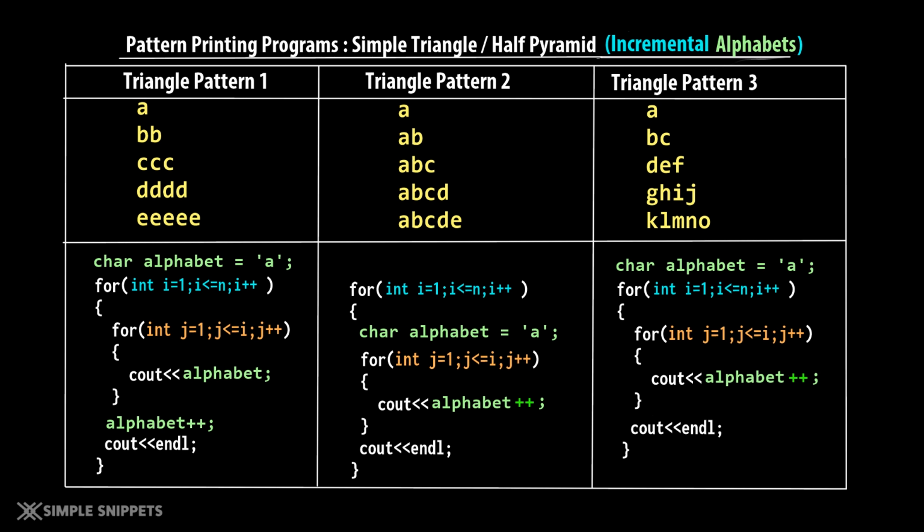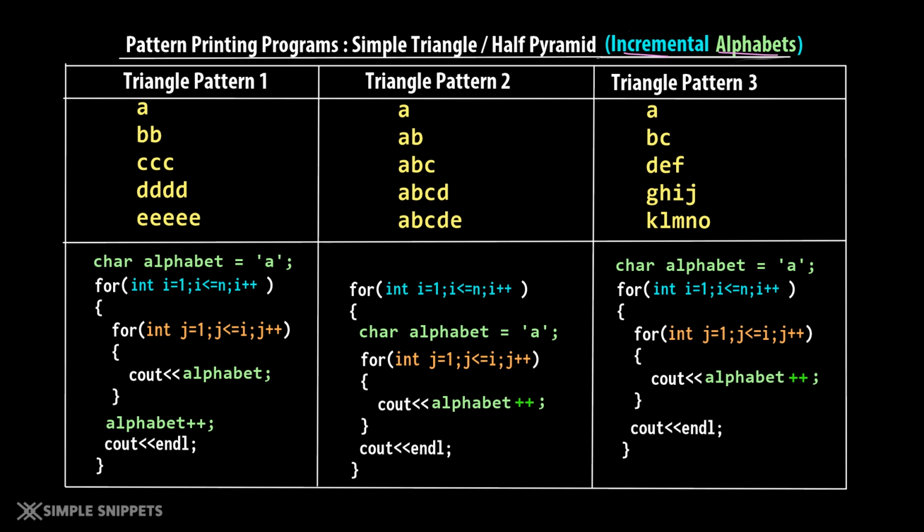As you can see, all of these three are half pyramids, that is a simple triangle of this structure. The reason it is called a half pyramid is because the other half is missing, which is this part. That is a different pattern. The difference in each pattern is that we are dealing with incremental alphabets which are incrementing in different ways.